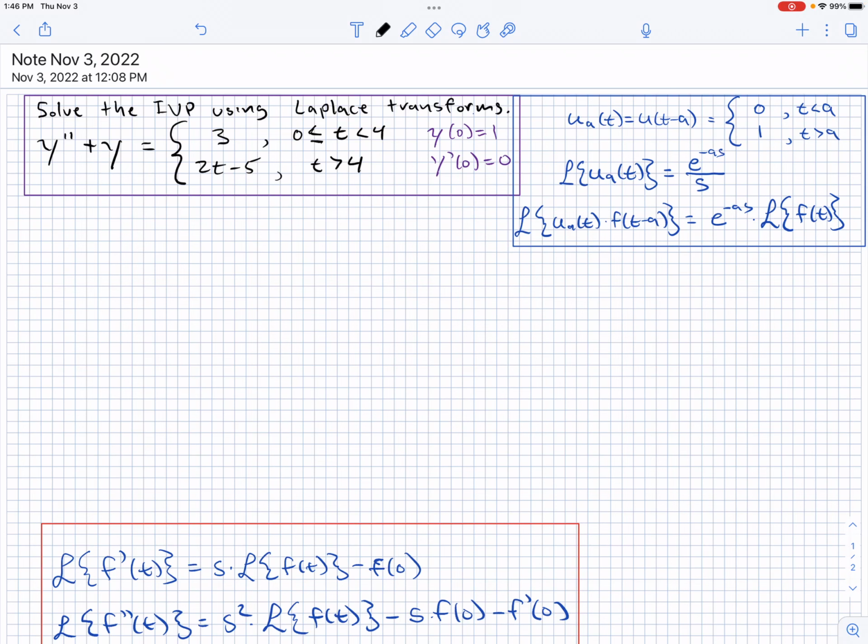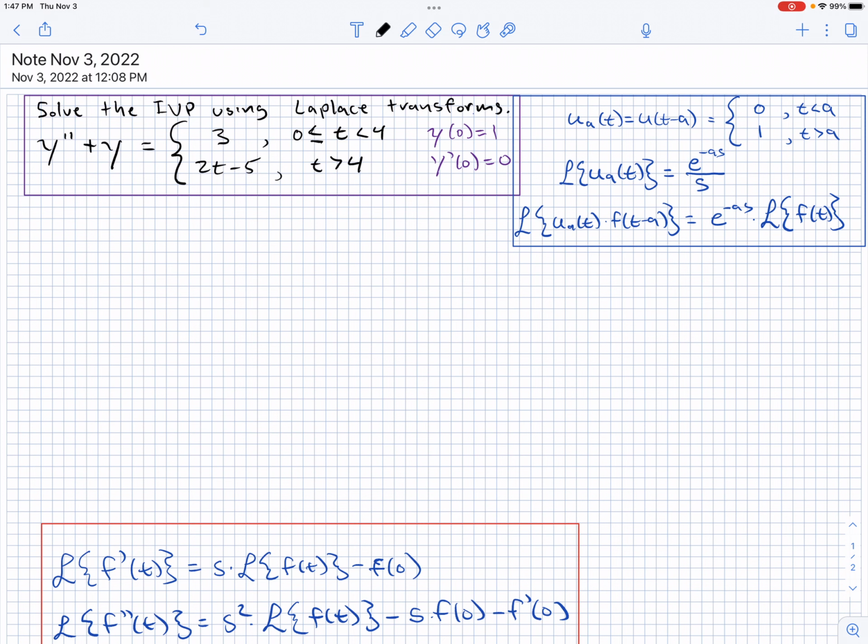Okay, so here we're going to work on an example where we solve an initial value problem using Laplace transforms with a piecewise function. So we have y double prime plus y being equal to this piecewise function here, and here's some other key information involving step functions and the Laplace of step functions, as well as finding the Laplace of derivatives, because those will be useful when we work on this.